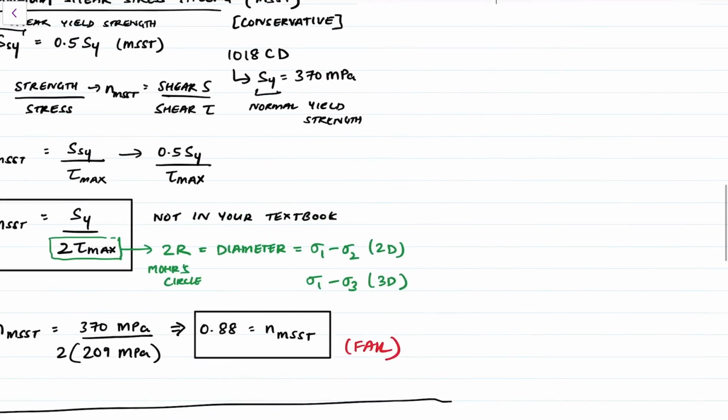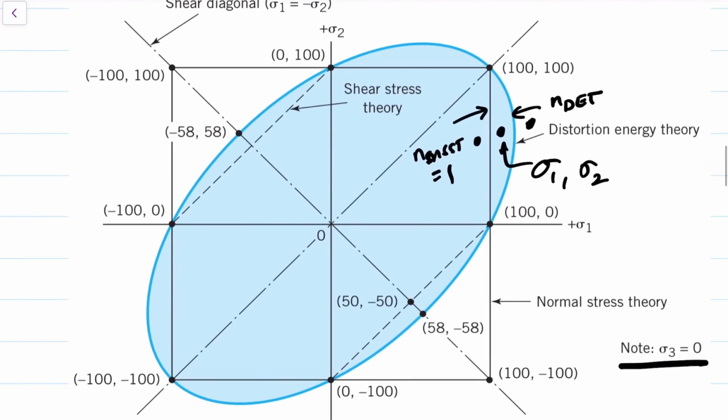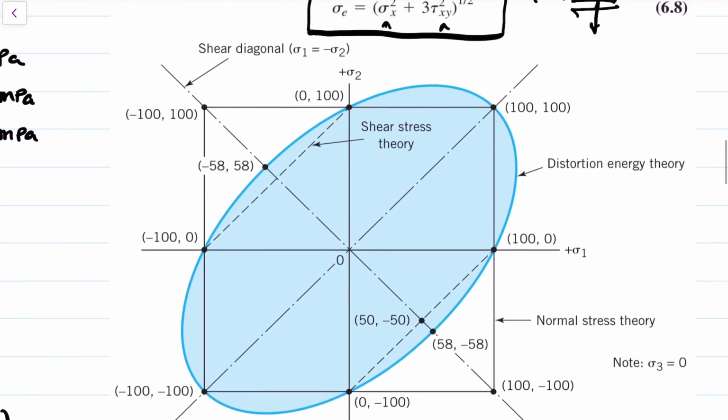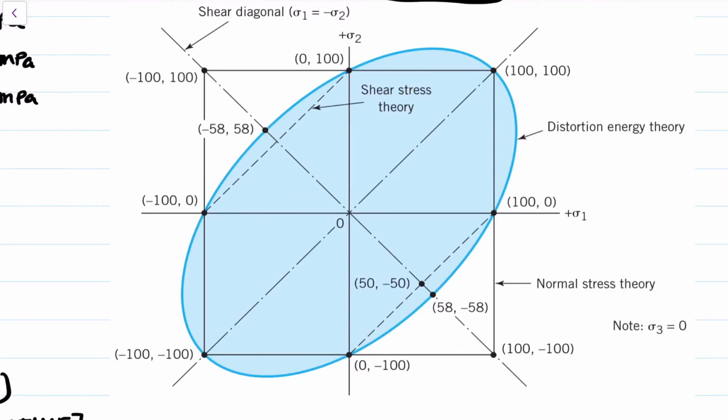And I wanted to bring your attention to this failure envelope right here. You'll notice that there is an ellipse which models the failure envelope for the distortion energy theory, and then there is a hexagon that models the failure envelope with respect to the maximum shear stress theory. Now, for example, you've done the analysis, you've figured out your principal stresses, and you realize that you have a value that sits somewhere here. Again, this is plotted as sigma 1 versus sigma 2.